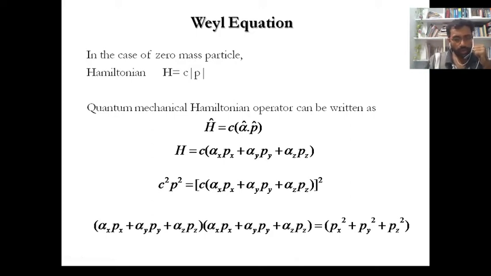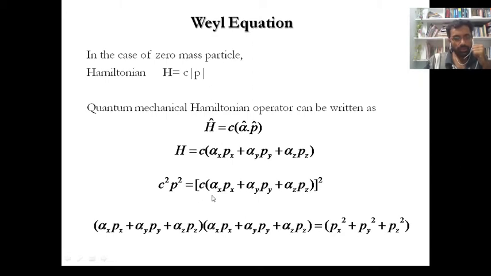So from here you know that c square is in the left hand side and c square is in the right hand side, so I can remove it. So I can write this as alpha x px plus alpha y py plus alpha z pz into alpha x px plus alpha y py plus alpha z pz is equal to px square plus py square plus pz square, isn't it? So if this equation is satisfied, then only we can write h in this form, isn't it?